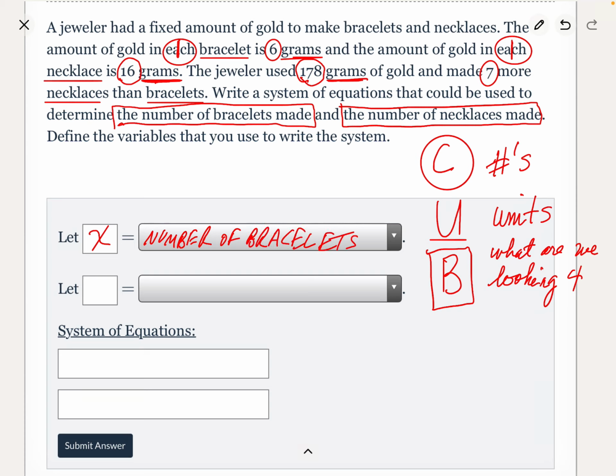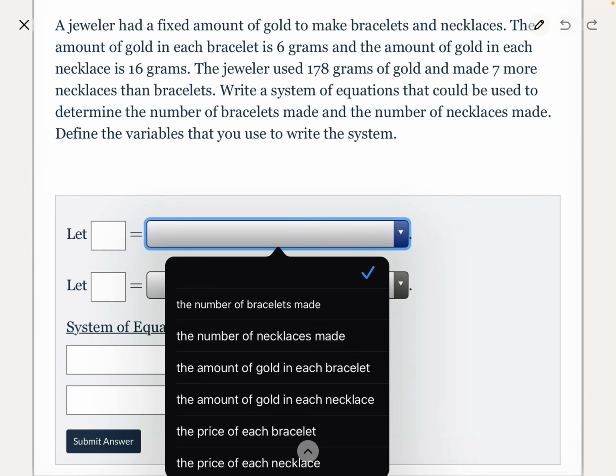Now, let me show you what that'll look like on DeltaMath, because this is a DeltaMath question. When you go to the problems on DeltaMath, you're going to see, when you click this drop-down button, all of these choices, and you've got to choose the right choice. Like I said, we're looking for the number of bracelets made, and we said that's going to be X, so we would choose this one right here.